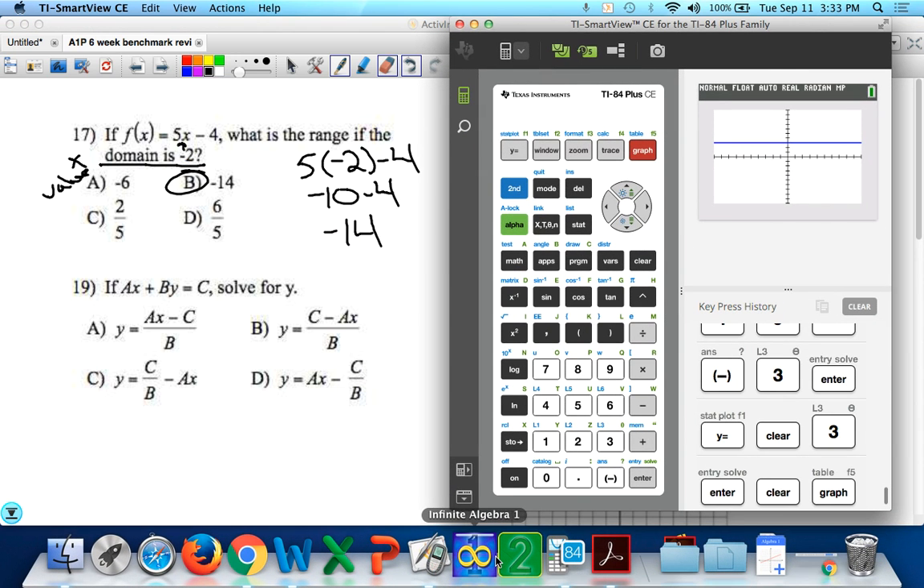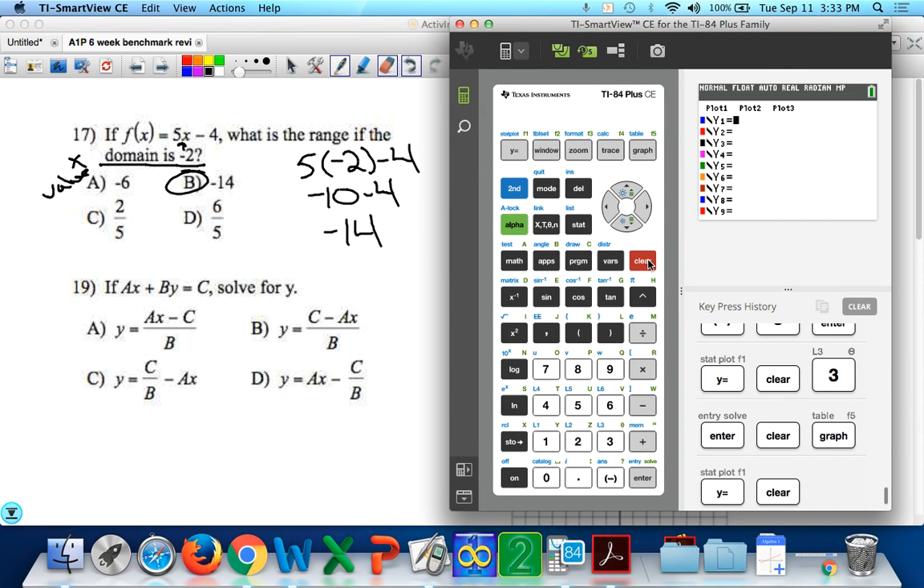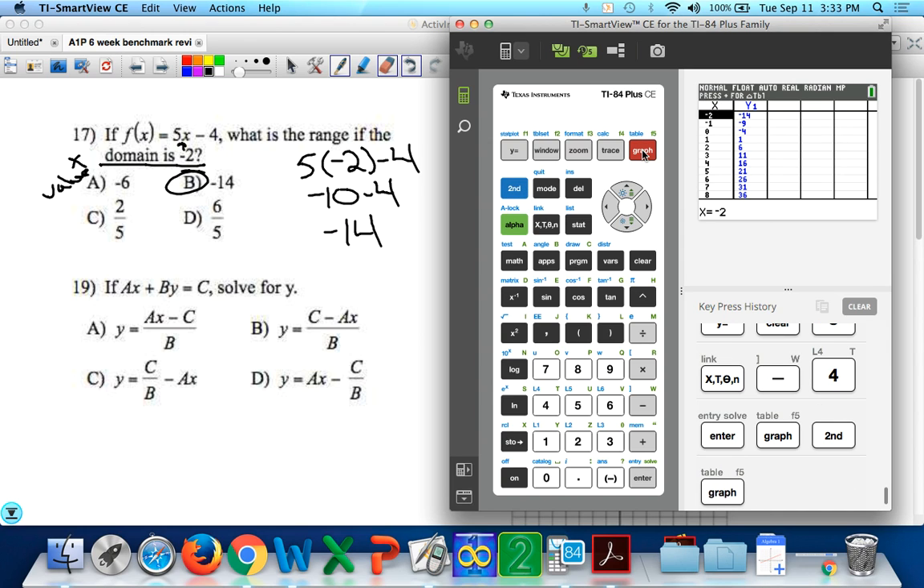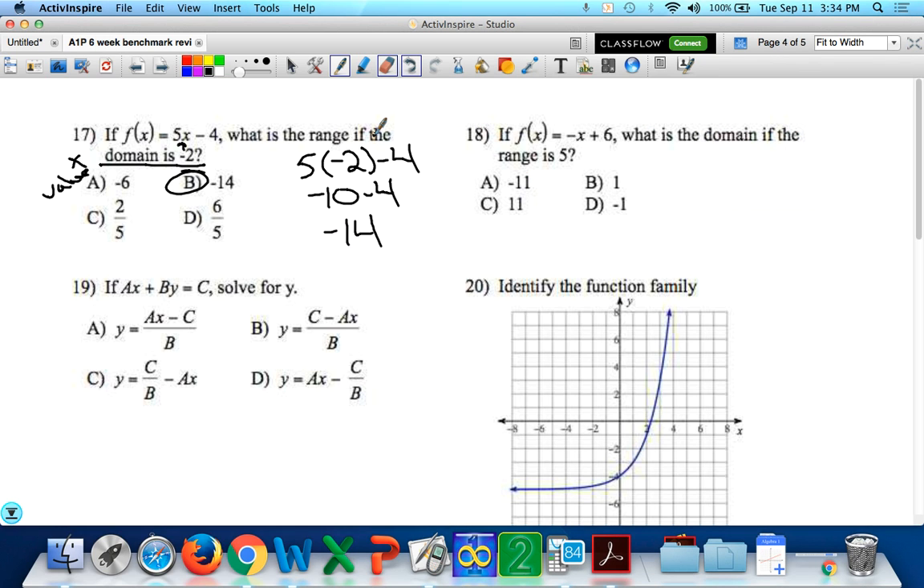Alternatively, if you just want to graph it and look at the table, 5x minus 4, enter. We can graph it, sure, if we want, but we really want to look at the table. We want to know when the x is negative 2, what our y is. Well, there you are, negative 2, negative 14. Didn't even have to move for it. Number 18 is the exact opposite. It's going to ask for the range.